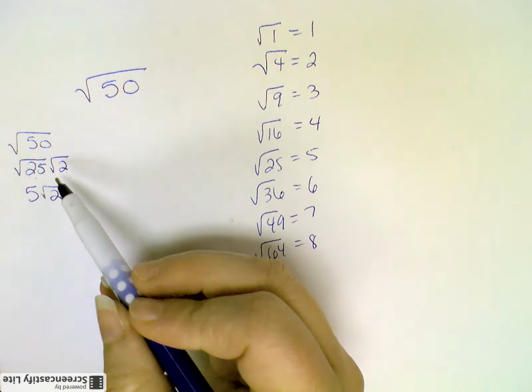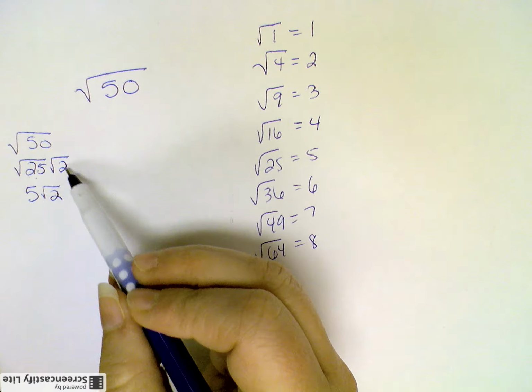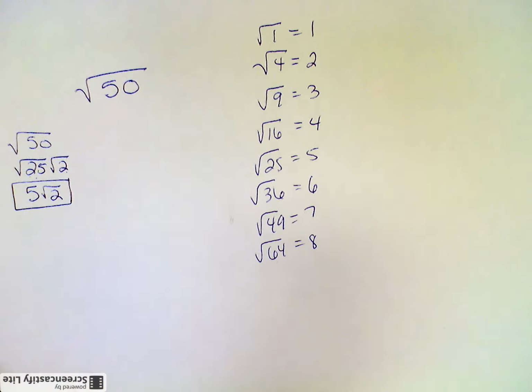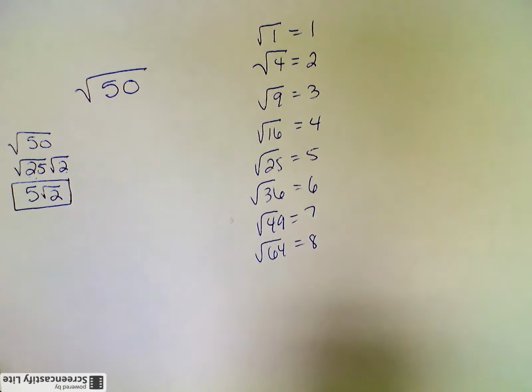And then the second radical, the square root of 2, that can't be simplified any further, so we leave that as is. So that is our answer there. The square root of 50 simplified is 5 radical 2.